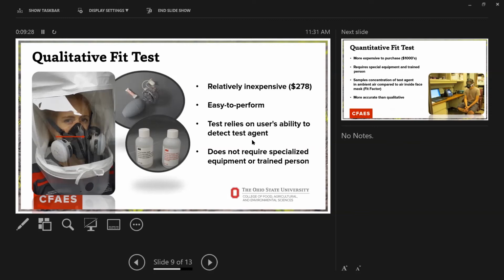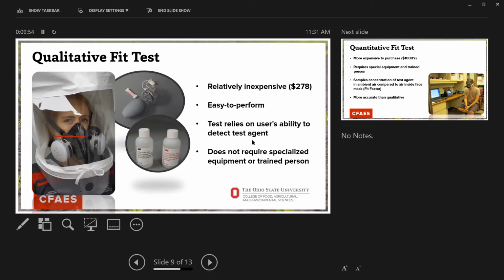This 3M kit, which Adam purchased for us, was about $278. The test is relatively easy to perform. You don't have to be a trained or licensed person to be able to perform this. You just have to be able to mix the solutions, use the nebulizers, and basically read the procedures. This test does rely on the user's ability to detect the test agent.